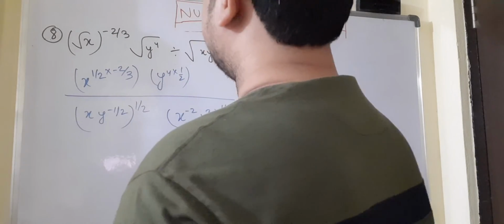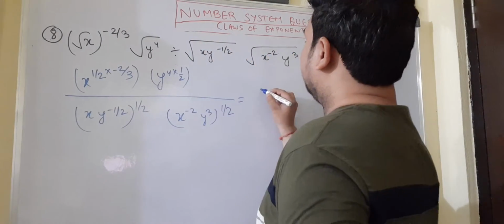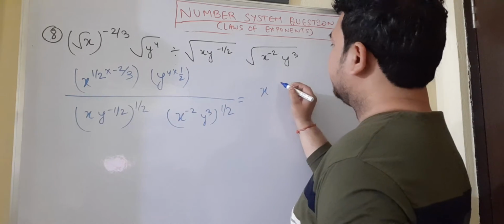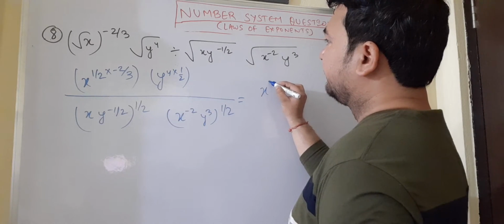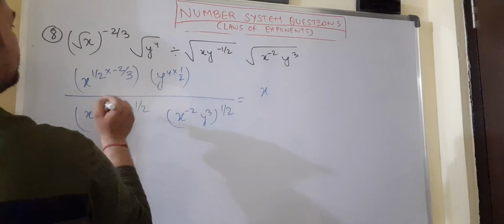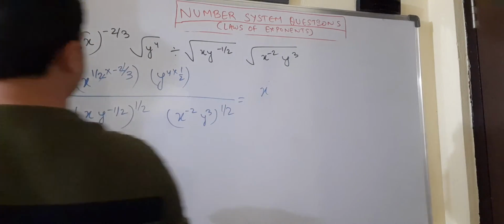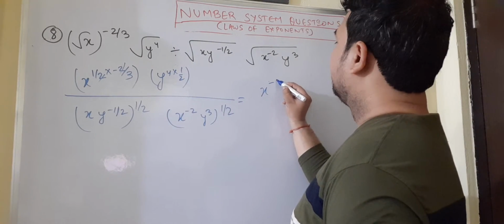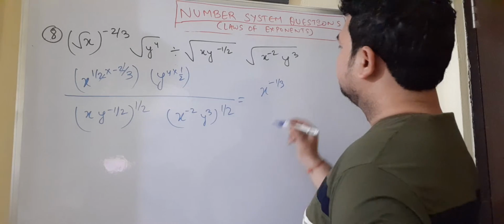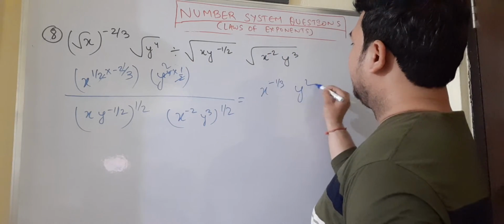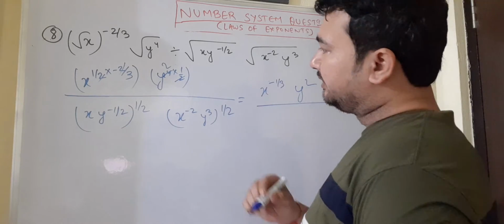This you can write as x to the power minus 2 by 6. This 2 is here as denominator and this 2 is here as numerator. This will cancel each other. So it will become minus 1 by 3. 2 2s are 4, y square, denominator.